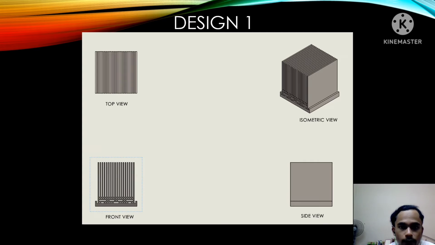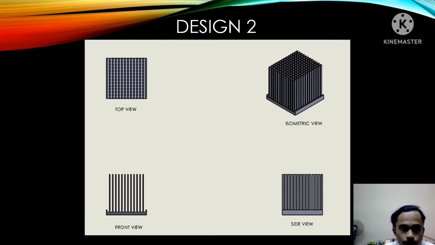My name is Mohammad Hamyzan bin Adnan and I am going to present about our design for the heatsink. So for both heatsinks, the material that we use is aluminium. The only difference between both heatsinks is the number of fins. For the first design, we have 18 fins. And now let's look at the second design. For the second design, we have 168 fins.